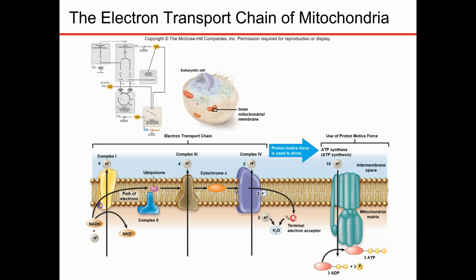And so this is the electron transport chain of the mitochondria. You have complex 1, in which NADH drops off its hydrogens. And then you have complex 3, where FADH drops off its hydrogens. And you have complex 2, cytochrome C, complex 4, where the electrons are shuffled. So hydrogens are pumped from one side of the membrane to the other, and the electrons are shuffled from one carrier to another carrier, okay?